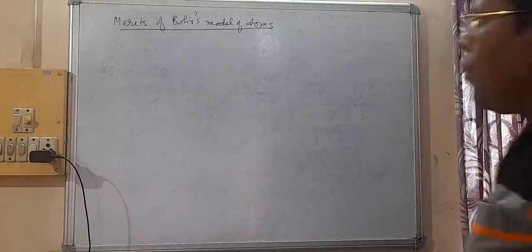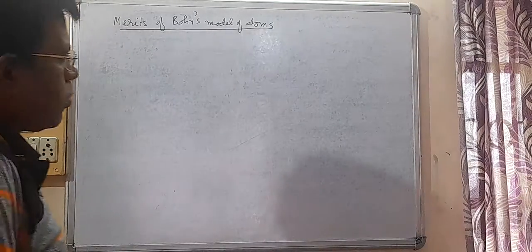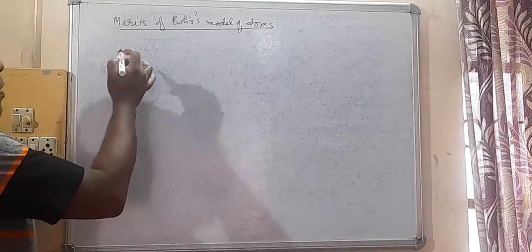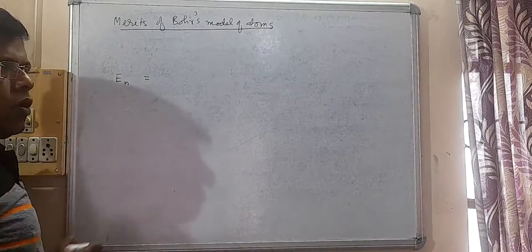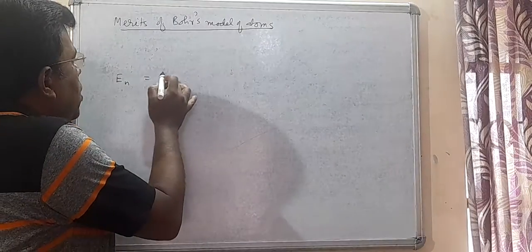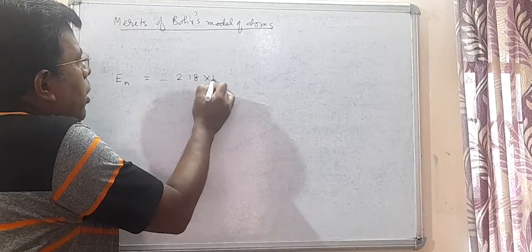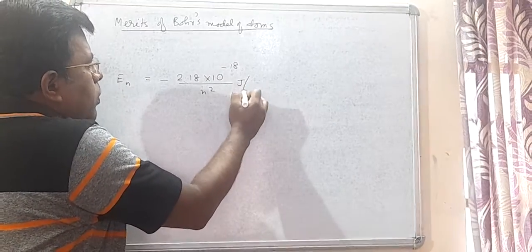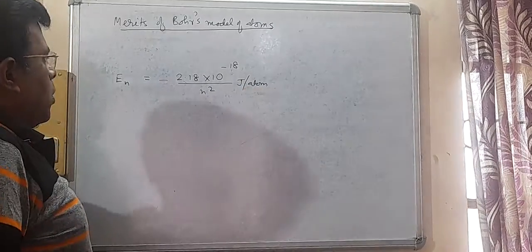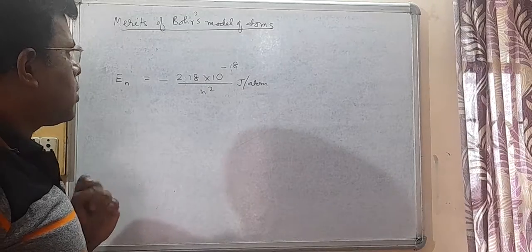Children, in this video, we will be discussing first of all the merits of Bohr's model of atom. As you know, we have already discussed, Bohr was able to give expression for energy of different orbits, and he gave expression like this: minus 2.18 into 10 to the power minus 18 by n square joules per atom. Energy of, say, nth orbit, he gave like this.